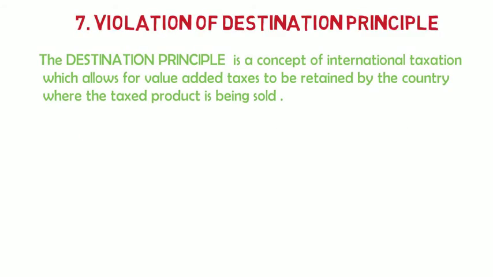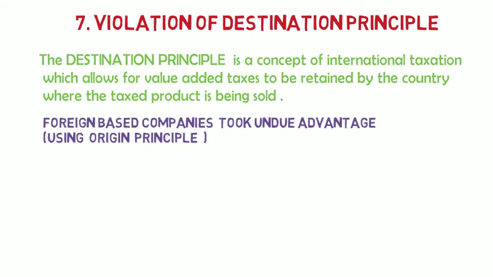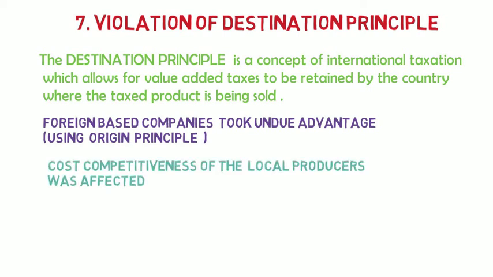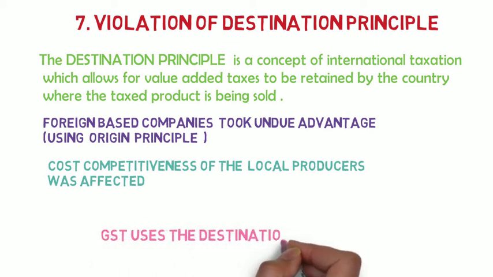Violation of destination principle. The destination principle is a concept of international taxation which allows for value-added taxes to be retained by the country where the taxed product is being sold. Various foreign-based companies took undue advantage and placed their products at a cheaper price in India. It affected the cost competitiveness of the local producers. GST uses the destination principle, so tax collected from products sold in India is retained by India.